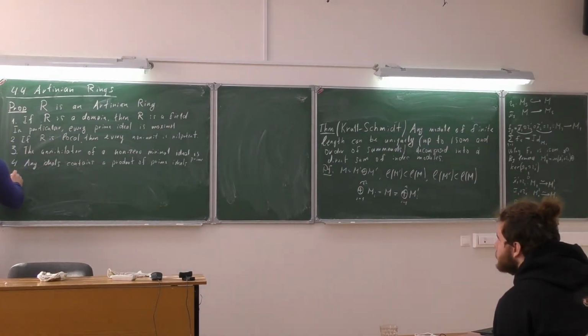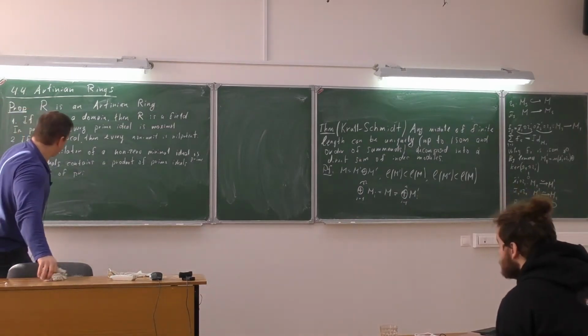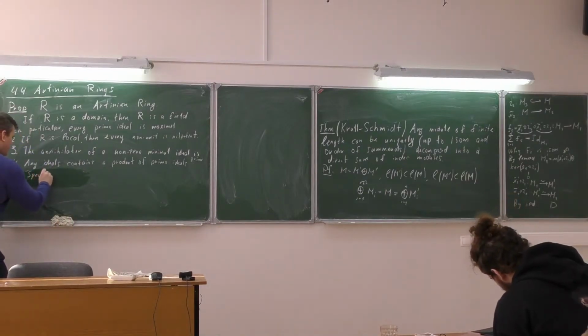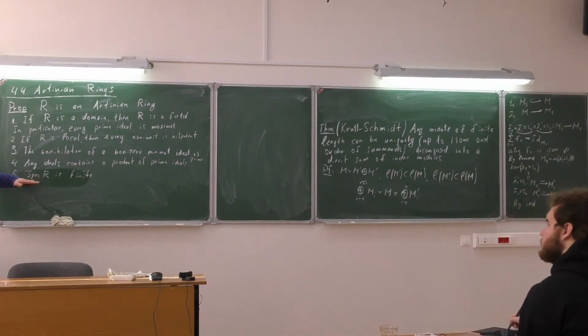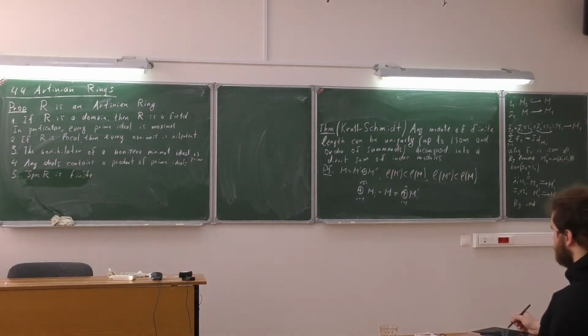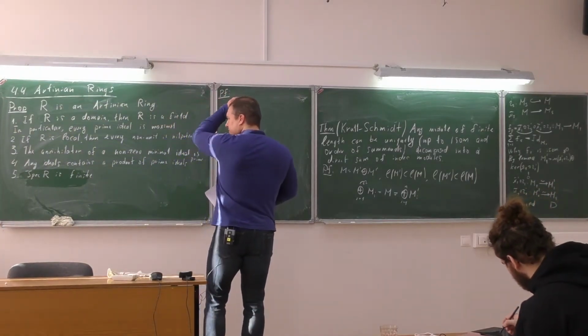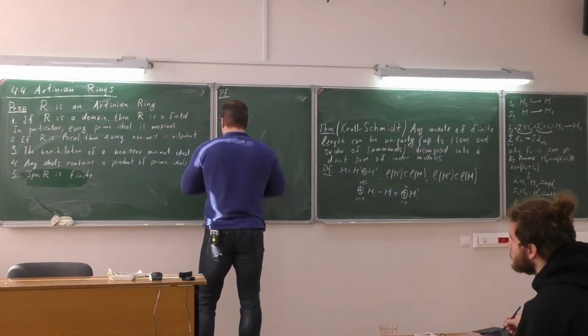And the last one, 5, so the set, maybe for shortness, because we already have this notation, I just say that spec R is finite. I can as well write spec M, right? So maximal ideals, this is the same thing. Okay, let's prove all these properties. Some of the properties are easy, some a little bit harder. So the first property is relatively easy.